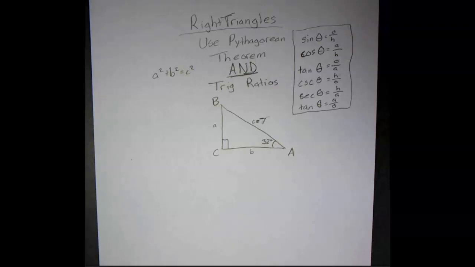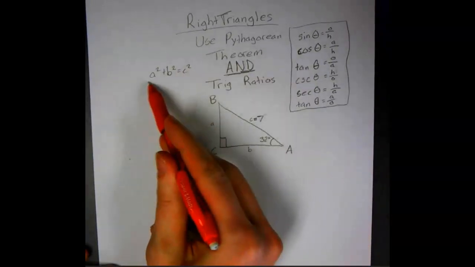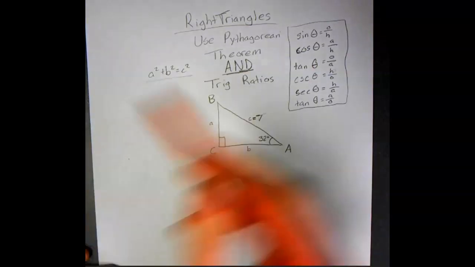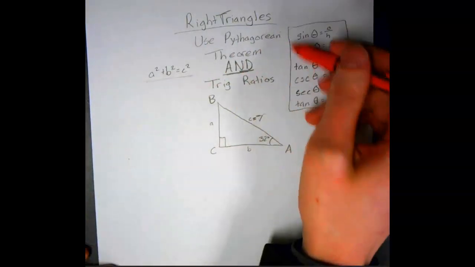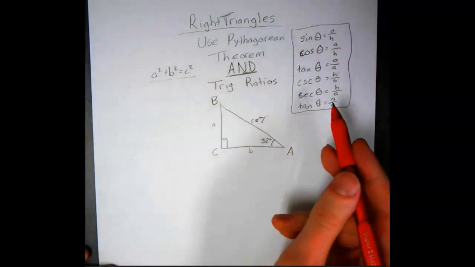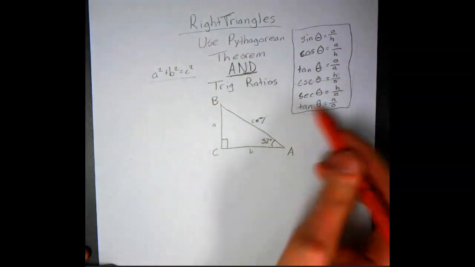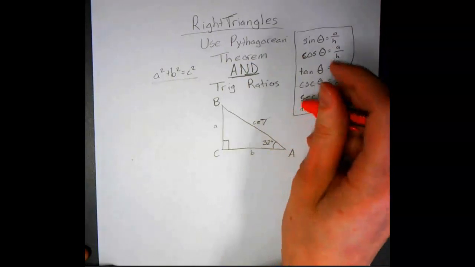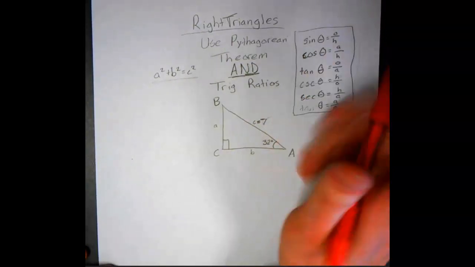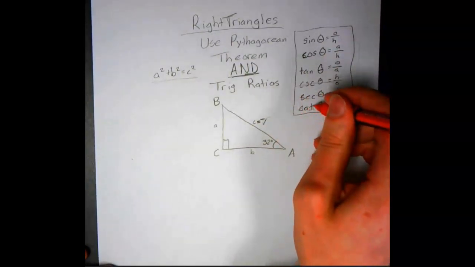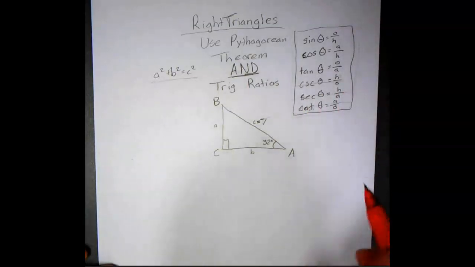Okay, so today we are working on trying to solve right triangles. Remember, if you're solving right triangles, you're going to use the Pythagorean theorem, which is right here, and your trig ratios right here. When you're solving these, you really don't need to worry about your cosecant, secant, or cotangent too much, because that's not really needed.